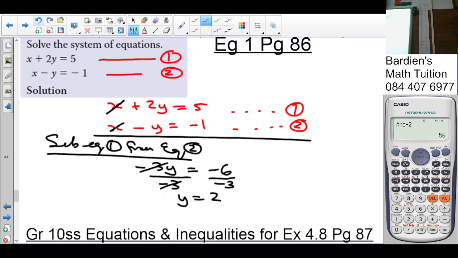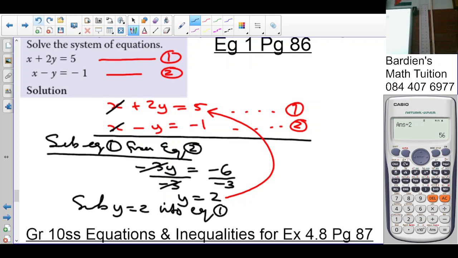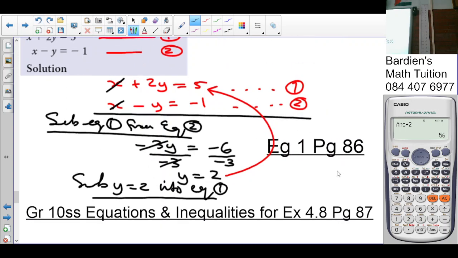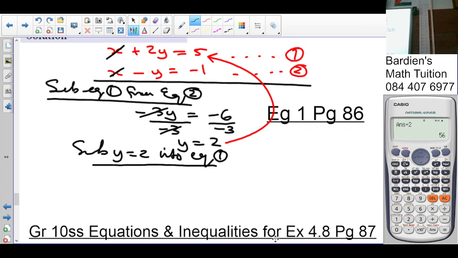So what do I do with this, people? I substitute that into any of the previous equations. What I'm going to do is substitute y is equal to 2 into equation 1 or 2. Why did we substitute it yesterday into equation 3? Because already we had x is equal to something or y is equal to something. But here, in this case, you don't have that. So you can go into any of the two equations. Does it make sense?